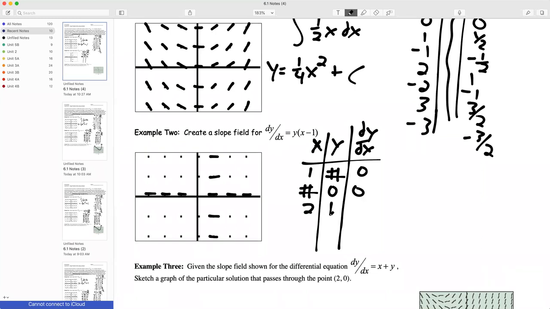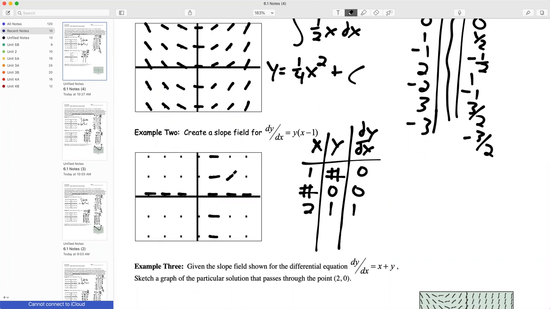And if I take those and plug them into my equation, I get 2 minus 1 times 1, which is 1 times 1. So my slope is 1. Therefore, I'm going to make a little mark there that has a little baby slope of 1.